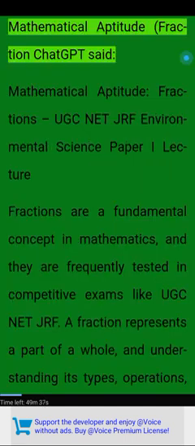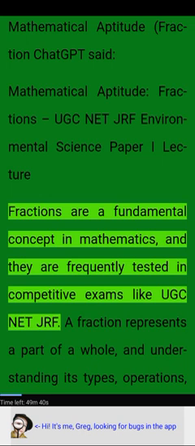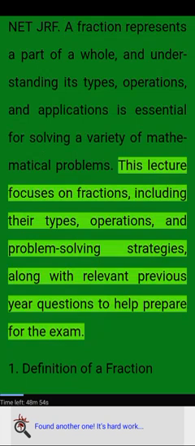Mathematical aptitude, fractions, UGC-NET JRF Environmental Science Paper I lecture. Fractions are a fundamental concept in mathematics, and they are frequently tested in competitive exams like UGC-NET JRF. A fraction represents a part of a whole, and understanding its types, operations, and applications is essential for solving a variety of mathematical problems. This lecture focuses on fractions, including their types, operations, and problem-solving strategies, along with relevant previous year questions to help prepare for the exam.